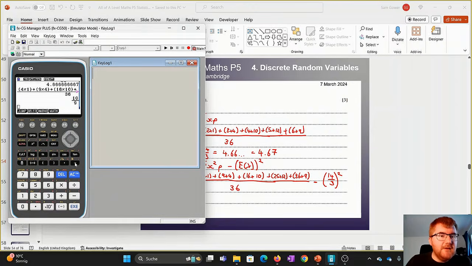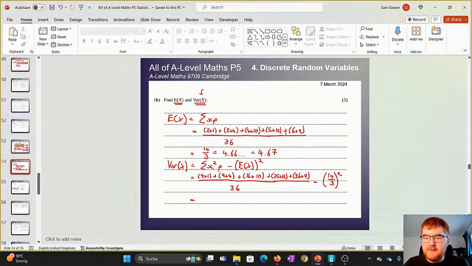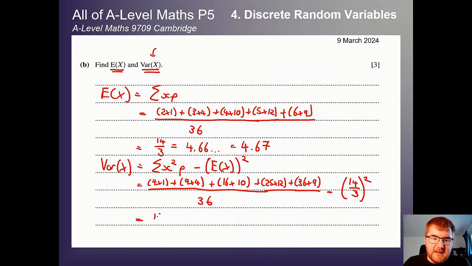Press the big button. After all that, we just get a fraction, 10 over 9, which is the same as 1.11. So let's write that down. We get 10 over 9, same as 1.11. Again, we've done this to 3 significant figures for both here.